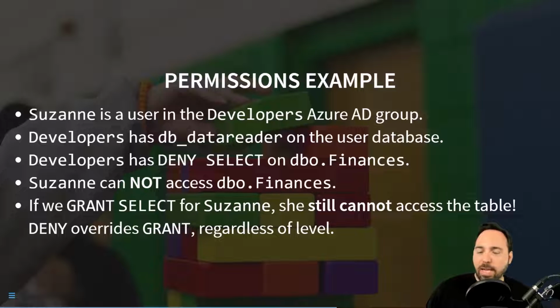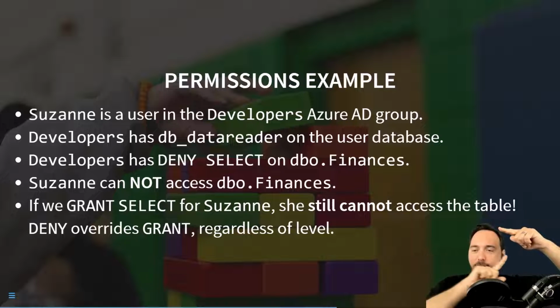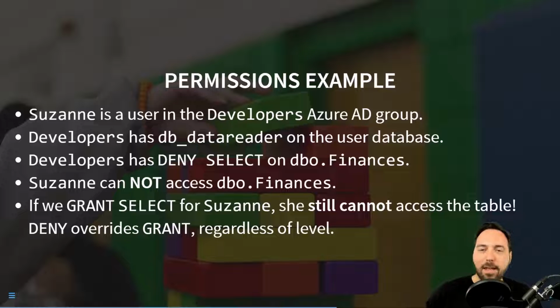The way that we can get around this is basically to make a developers who can access finances group. And then we put Suzanne in that group instead of the developers group. So you can have a hierarchy where you've got developers, maybe core developers, and that has DB data reader. So grant DB data reader. And then from there, developers who can access finances, developers who cannot access finances, and then have a deny over on this side, have the grant over on this side, and put people in groups that way.